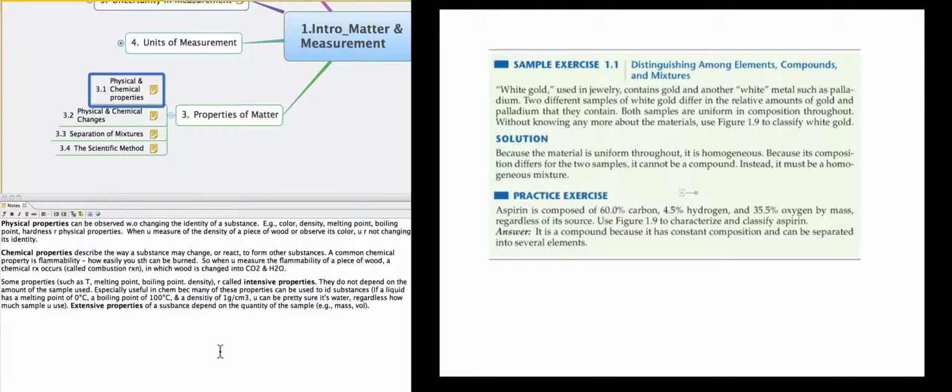Some properties such as temperature, melting point, boiling point, density are called intensive properties. They do not depend on the amount of sample you use. Intensive properties are especially useful in chemistry because many of these properties can be used to identify substances. For example, if a liquid has a melting point of 0 Celsius, a boiling point of 100 degrees Celsius, and a density of 1 gram per cubic centimeter, you can be pretty sure it's water, regardless of how much sample you use. Extensive properties depend on the amount of sample you use. For example, mass, volume.